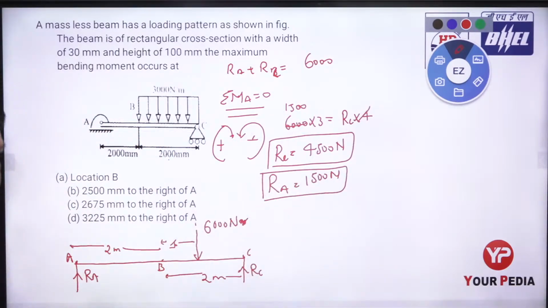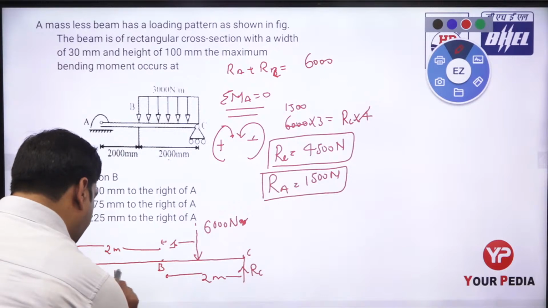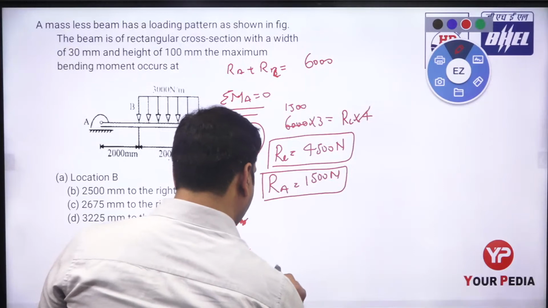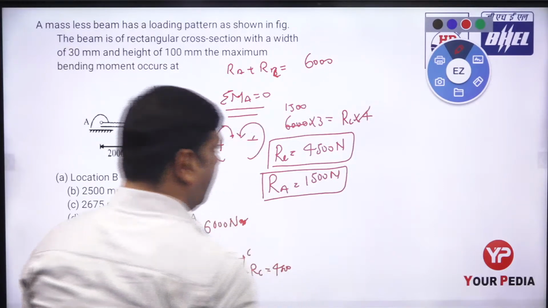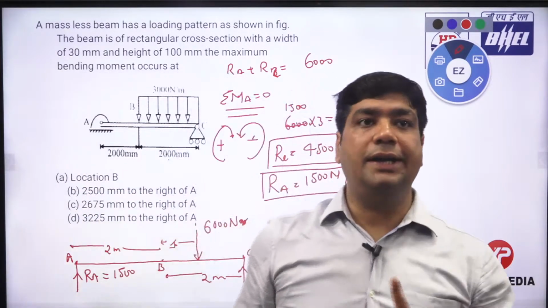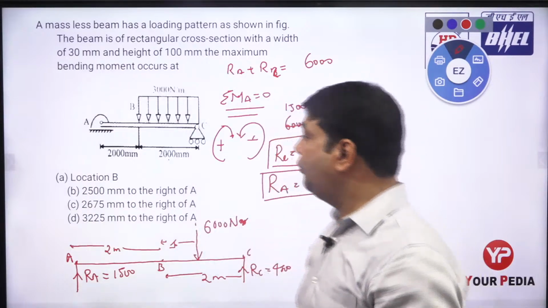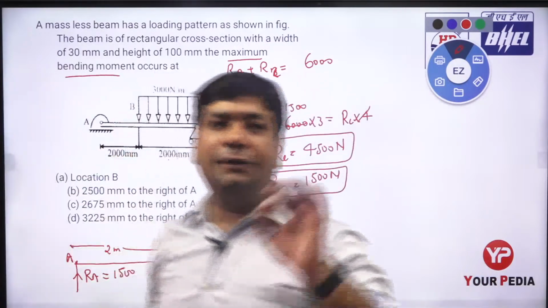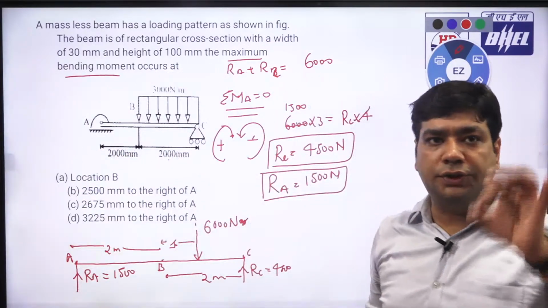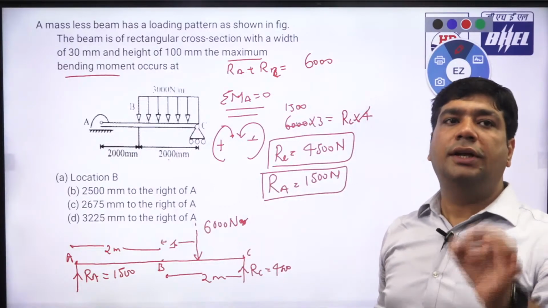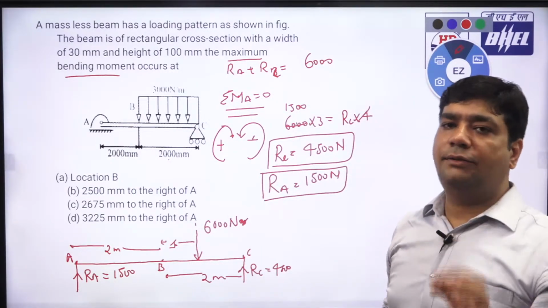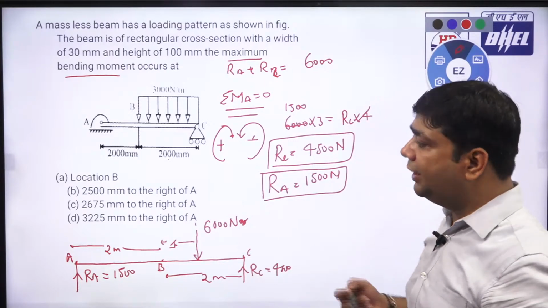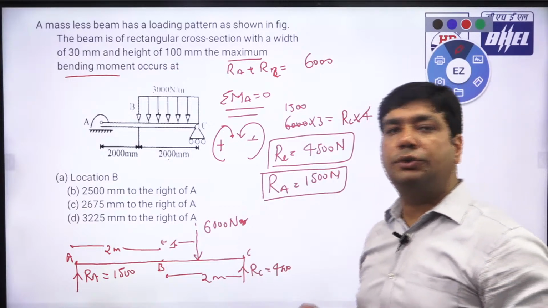1500 Newton. So this RA equals 1500, and this RC equals 4500. Now we have to find out the maximum bending moment. The short approach is that we know that at a point where the shear force equals 0, the bending moment should be maximum. So we are trying to find the value where the shear force equals 0.